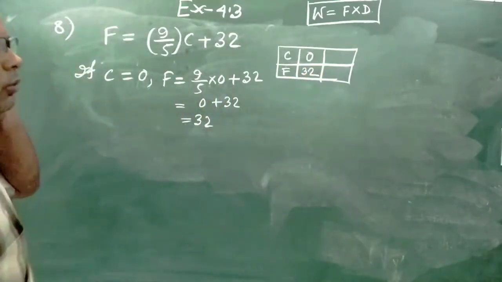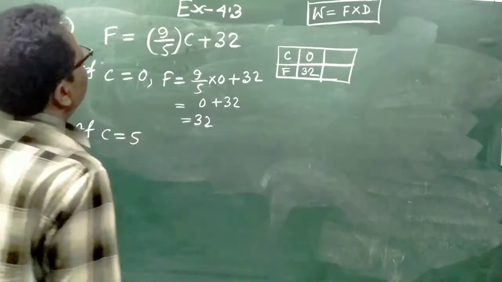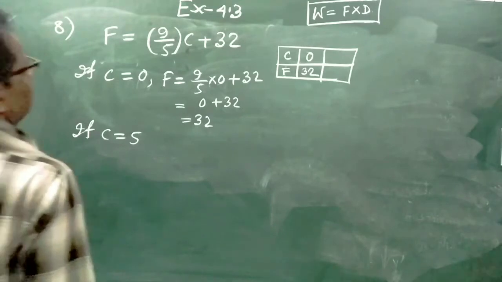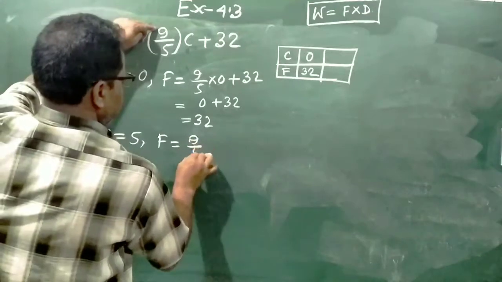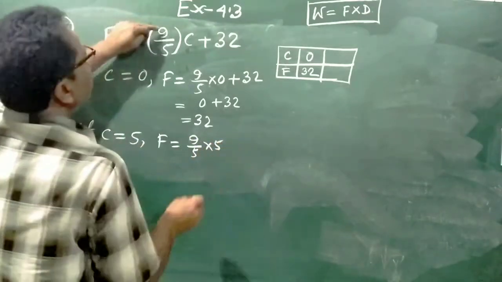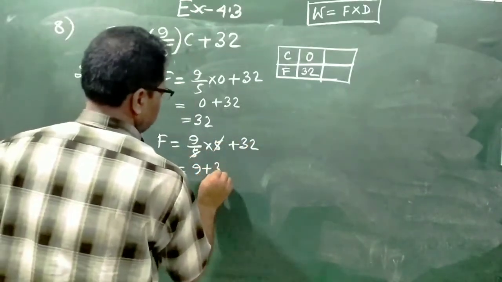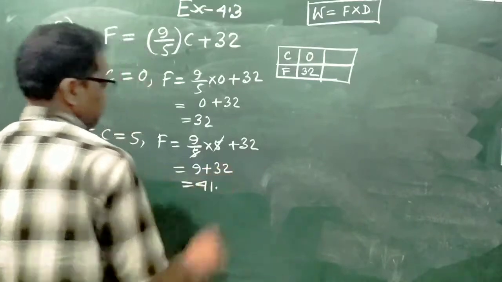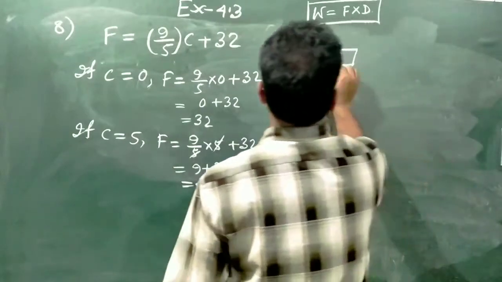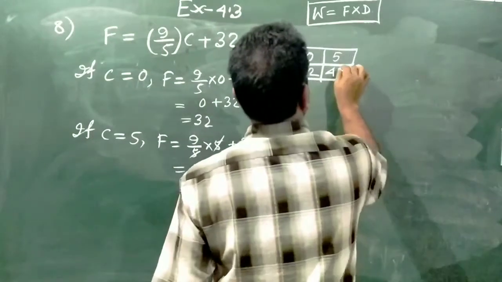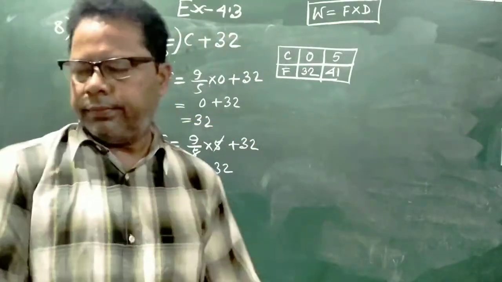Okay, let us take one more value for C. If C is equal to 5, or minus 5 also can be taken, then F is equal to 9 by 5 into 5 plus 32. 5 cancel, getting 9 plus 32, which is 41. So when C is 5, F is equal to 41. Now using these 2 points, we have to draw the graph.